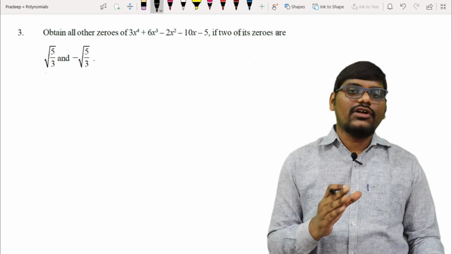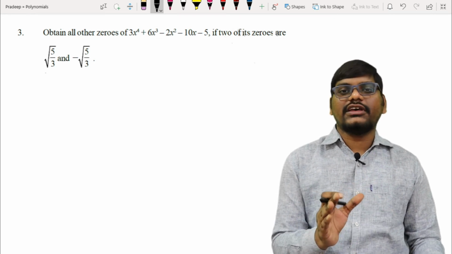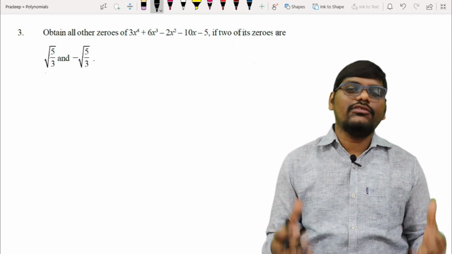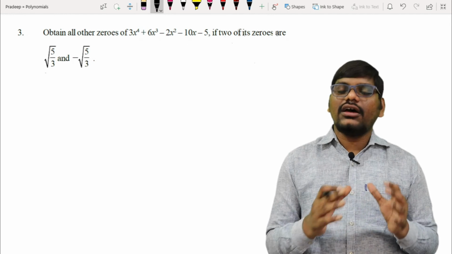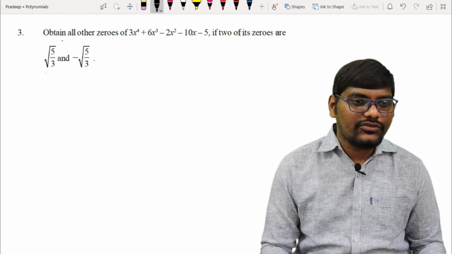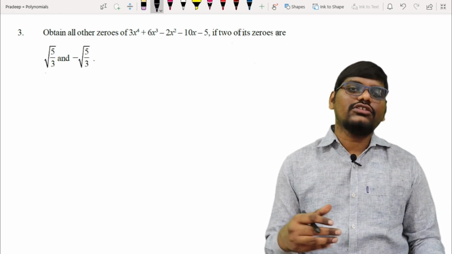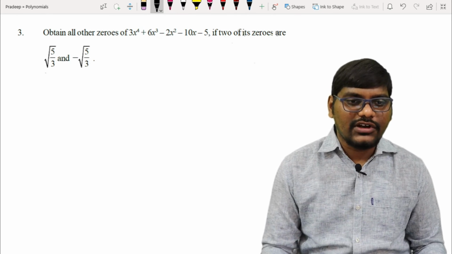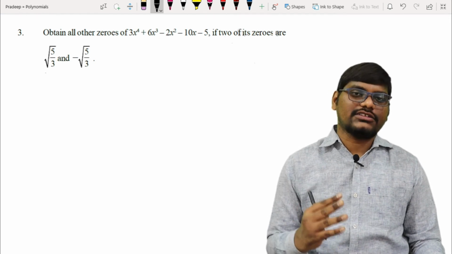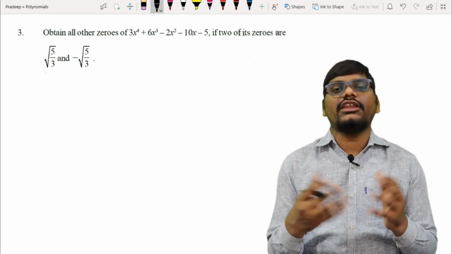Most probably, for whatever polynomial, we'll be getting the same number of factors as its power. It is not compulsory, but most probably we'll get a number of factors equal to the power of the polynomial. Now here they are saying that 2 factors are already given, and we should find the remaining factors. Because the power is 4, the polynomial should have 4 factors, right? So 2 factors were already given, and we should find the remaining 2 factors.